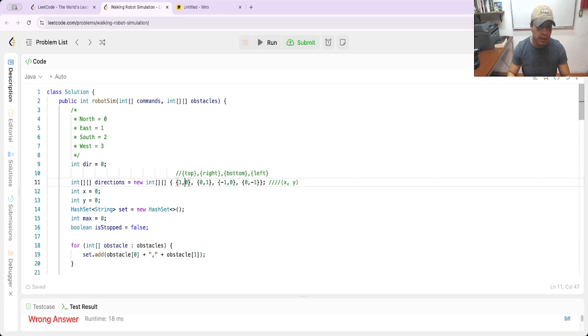Yeah. In this case, for the top, should we have this? Yeah, because the first is x and next to it is y. For right should have 1 and 0. For bottom should have minus 1 in y. And for left it's minus 1, 0. Okay.